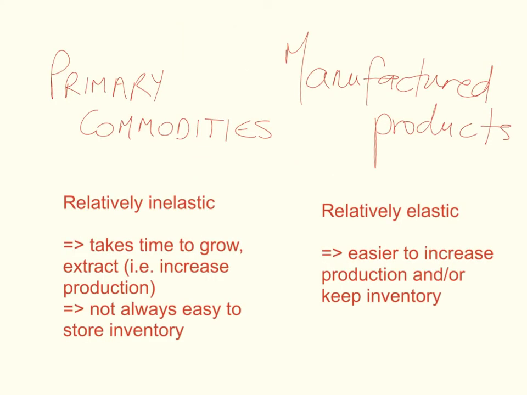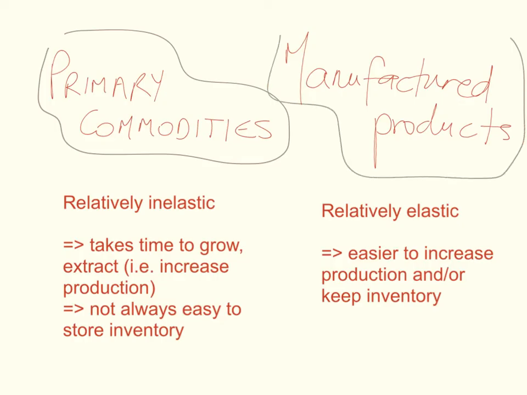So a very practical application of price elasticity of supply and seeing how it applies in the real world is taking a look at the difference between primary commodities and manufactured products. Now, in an earlier video, we explained that primary commodities are products of the industries in the primary sector, industries such as agriculture, fishing, forestry, while manufactured products are products that are produced in factories. They are products of the secondary sector of production.